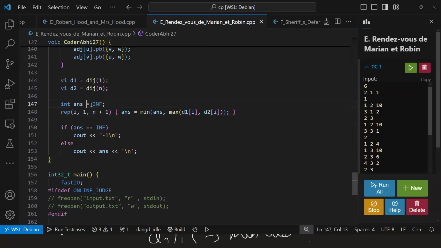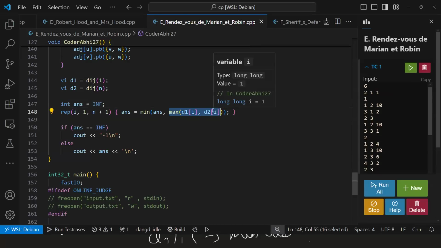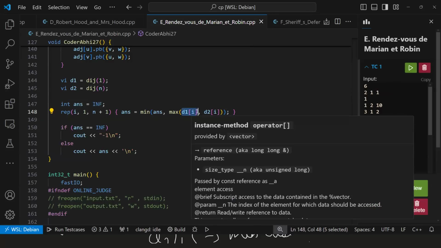Then what I need to do, initialize my answer variable to infinity and then minimize max of d1i comma d2i. So if I am taking this i as my meeting vertex, i is the vertex at which I am meeting. So d1i is the time that the first person would take to come there.